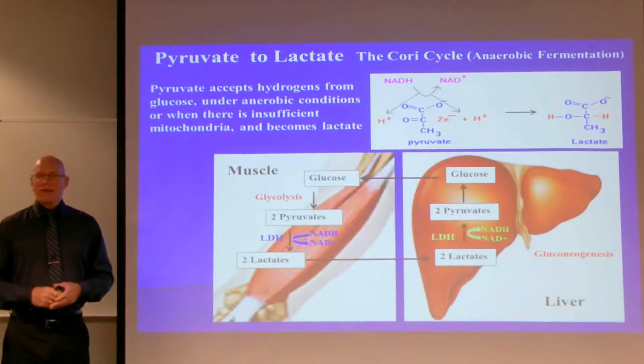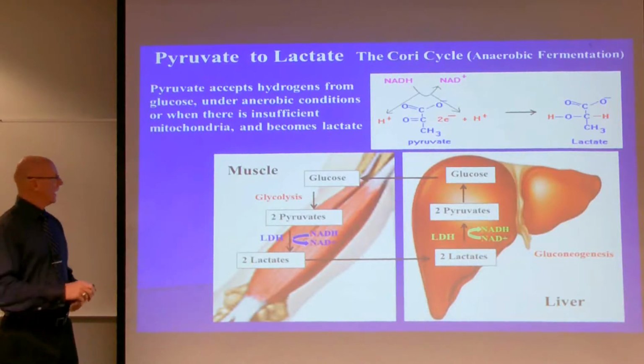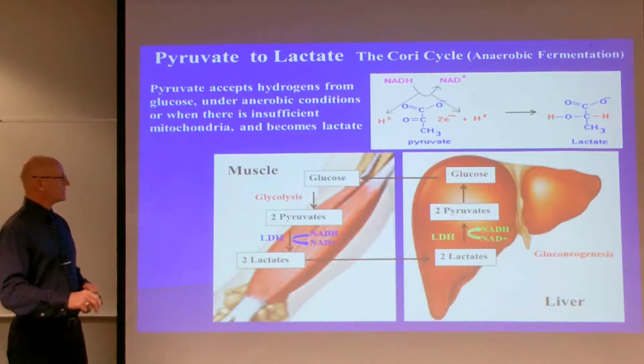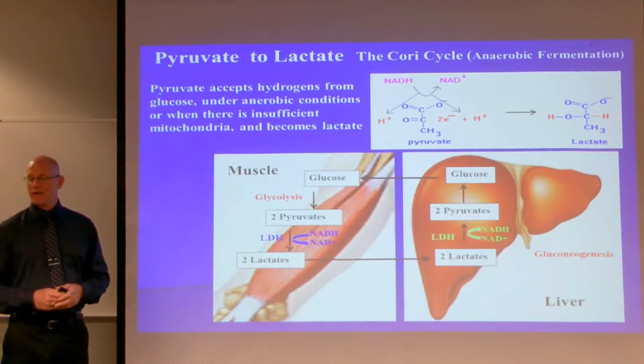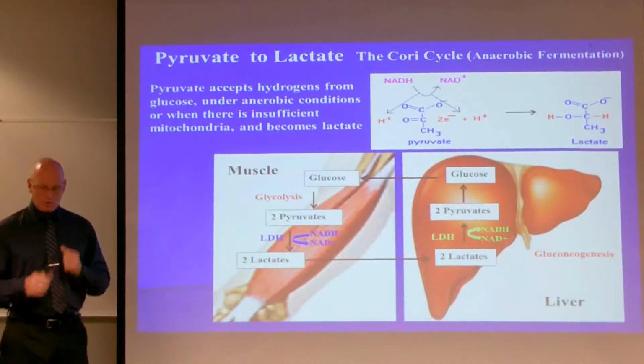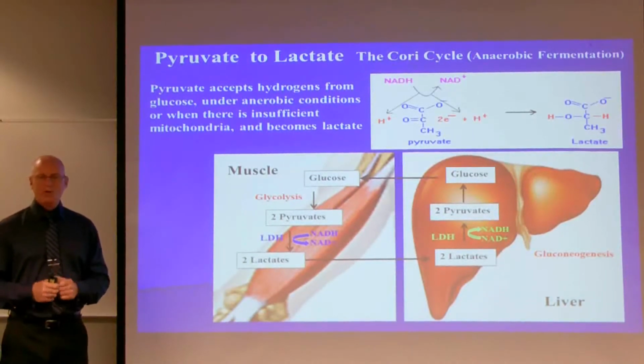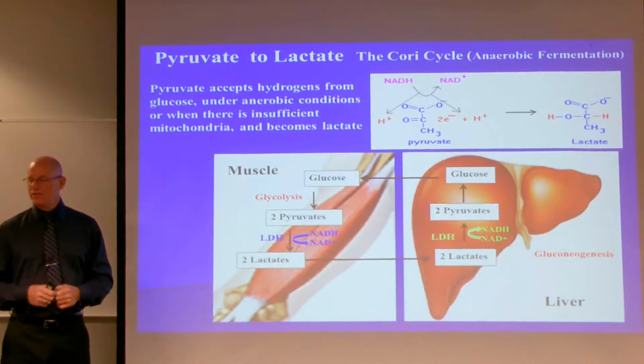So another way we can make energy, again, pyruvate can go to lactate, and this is called the Cori cycle. Glucose in the muscle will go around lactates to glucose, and this is the Cori cycle. Pyruvate accepts hydrogens from glucose under anaerobic conditions when you don't have oxygen. When you're sprinting for a few minutes and your cells run out of oxygen, then that lactate will be fermented to be lactic acid. So under anaerobic conditions, or when there's insufficient mitochondria, and that will become lactate.